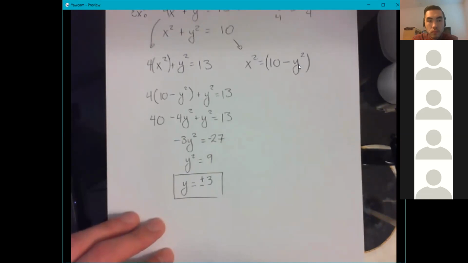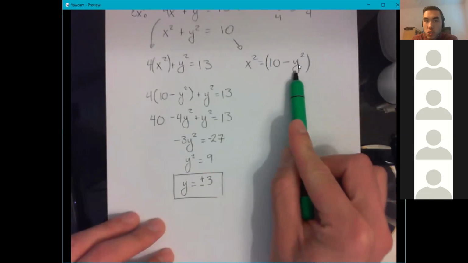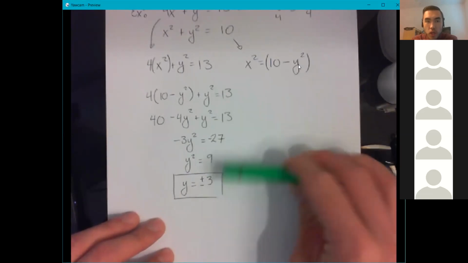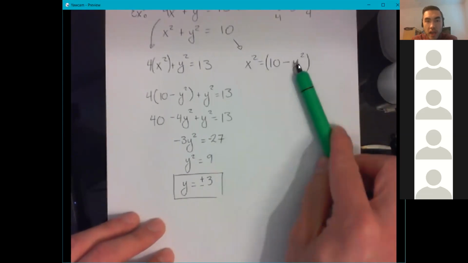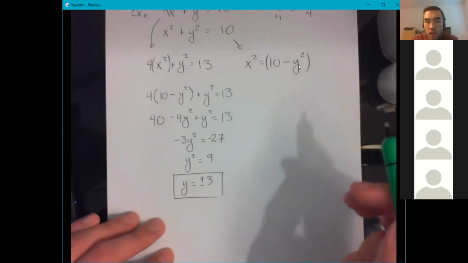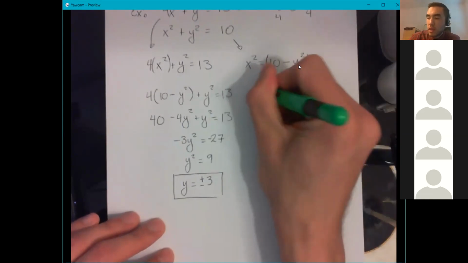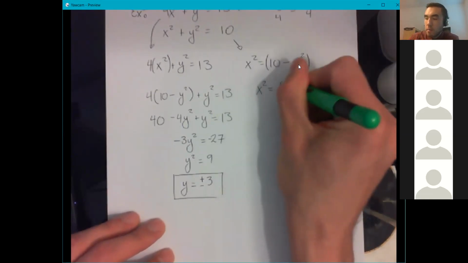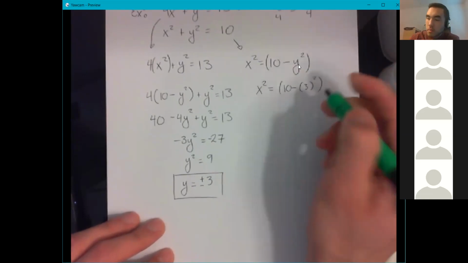Would you have to do it twice, like plugging it back in once with +3 and once with -3? Yes, except you'll notice that there's no difference because both of them will get squared. So you plug in 3, you square that, you get 9. You take -3, you plug that in, you square it, you get 9. It doesn't really matter. So we'll take this and plug it back in here because this one's already solved for x. So x squared is equal to 10 minus the quantity 3 squared, plus or minus, it doesn't matter.